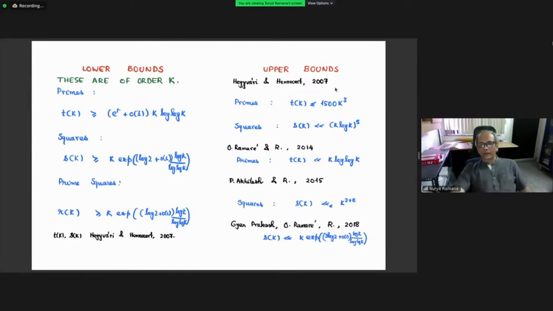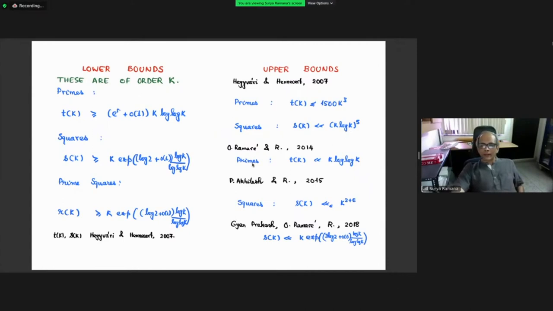Agirbari and Enkar, in the same paper that I spoke of, showed that T_K is less than 1500 K cubed. So you see that the upper bound was of the order of the cube of K, whereas the lower bounds are of the order of K. And similarly for the squares, they had a bound which is even bigger, it's K (log K) to the 5.